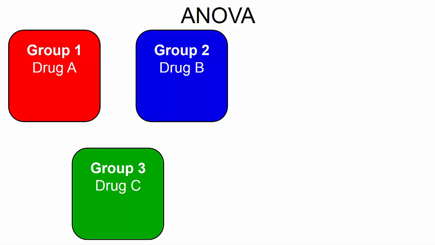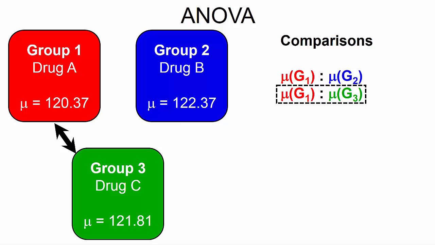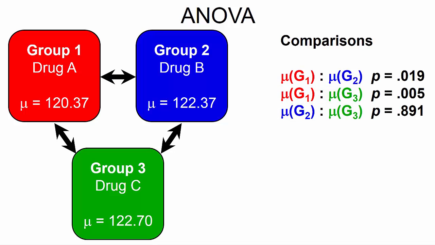After a month, we'll record the systolic blood pressure of each participant. Group 1 had a mean of 120.37, Group 2 had a mean of 122.37, and Group 3 had a mean of 122.70. The ANOVA test will compare the groups to each other and calculate a p-value for each pair of groups. If the p-value is less than or equal to 0.05, we would conclude that one drug statistically significantly outperformed the other.